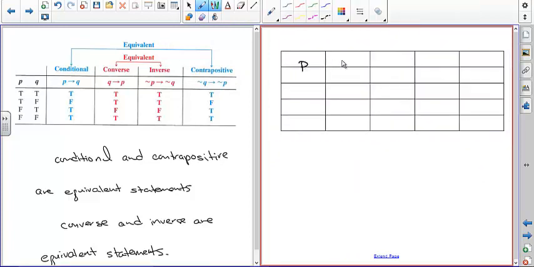Okay, so we have P and Q, and then we have the logic statement for the contrapositive, which is if not Q, then not P.